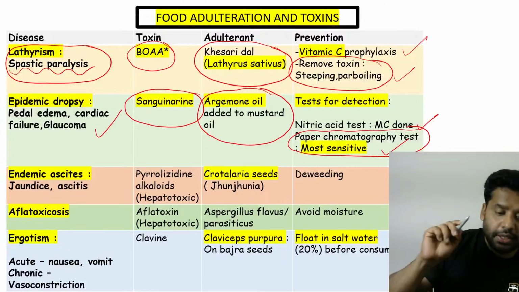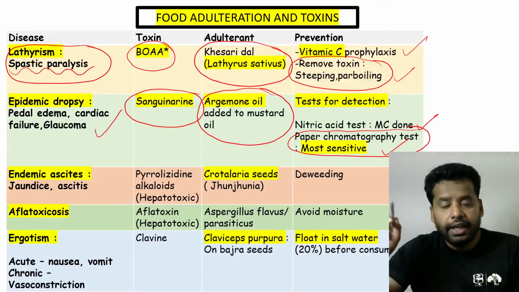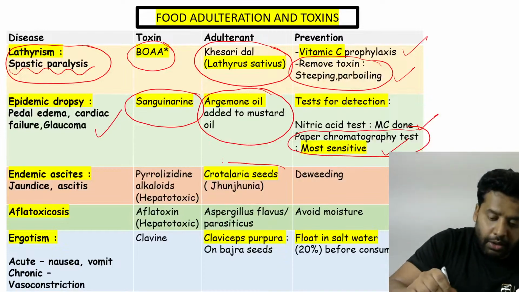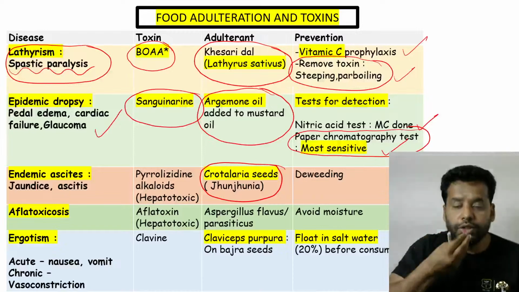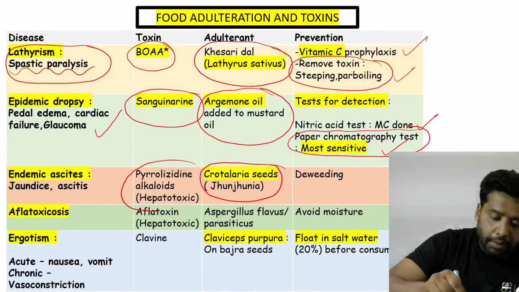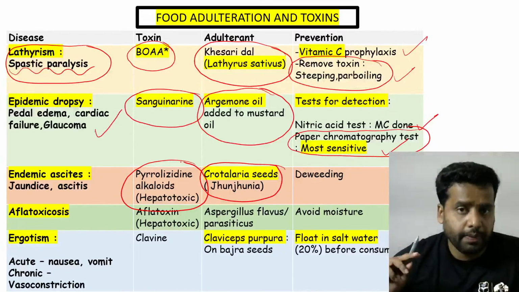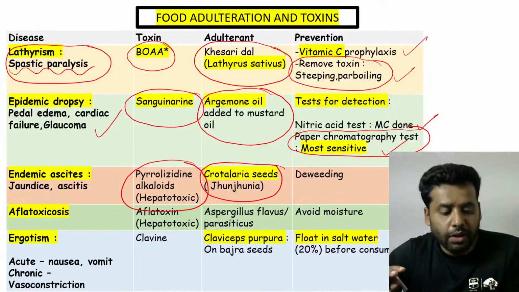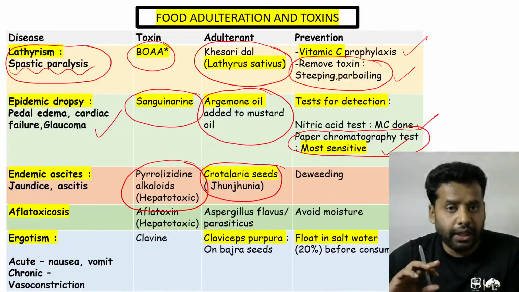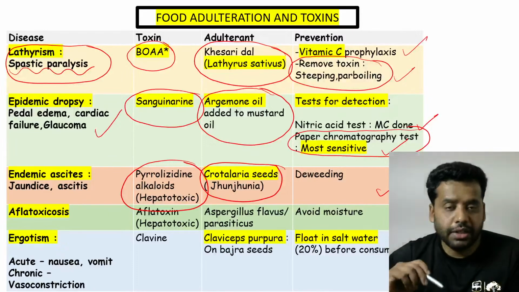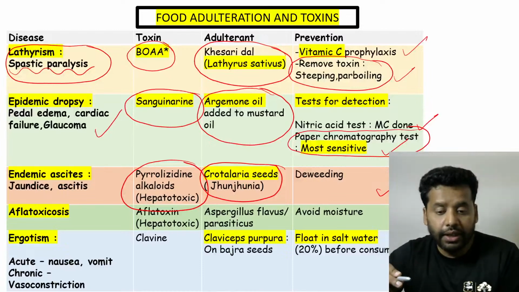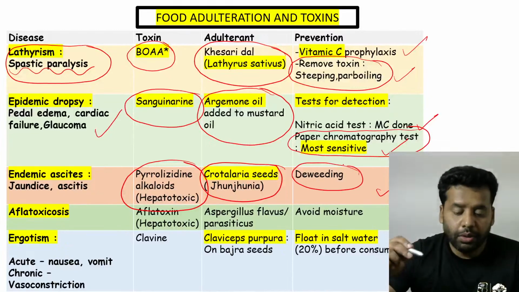Endemic ascites is different from epidemic dropsy. Endemic ascites, what is happening? Crotalaria seeds get mixed with other grains, and once you consume this, they have hepatotoxic alkaloids. There will be jaundice and ascites, especially in the tribal areas. So we do health education. We ask them to do de-weeding.